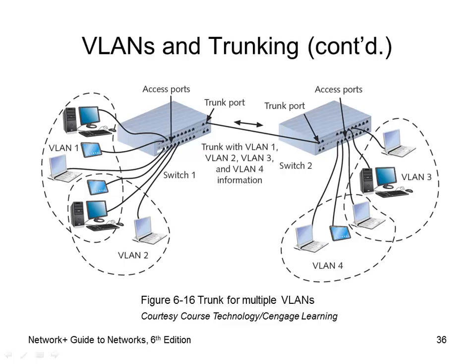So here is an example, and you see they're showing the trunk port is the wire that runs between the two. And then I've got separate VLANs in each of my devices. And here you'll also notice that some ports are in more than one VLAN.